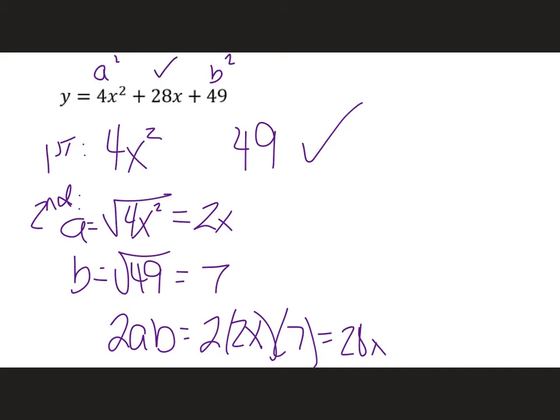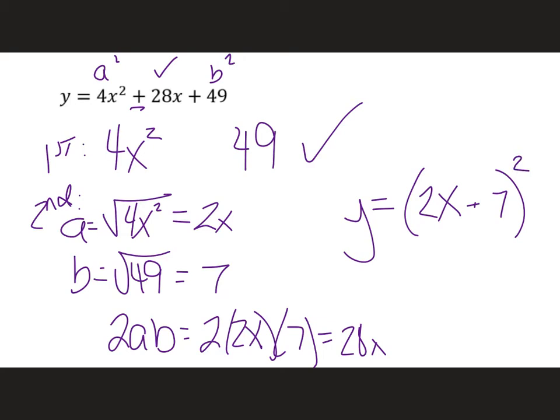That means we can write it as a square of the binomial A and B. And if this middle term is addition, then your binomial is addition. If it's subtraction, then your binomial is subtraction. So our factored form here would be 2x, because that's our A value, plus 7, because that's our B value, and the whole thing would be squared.